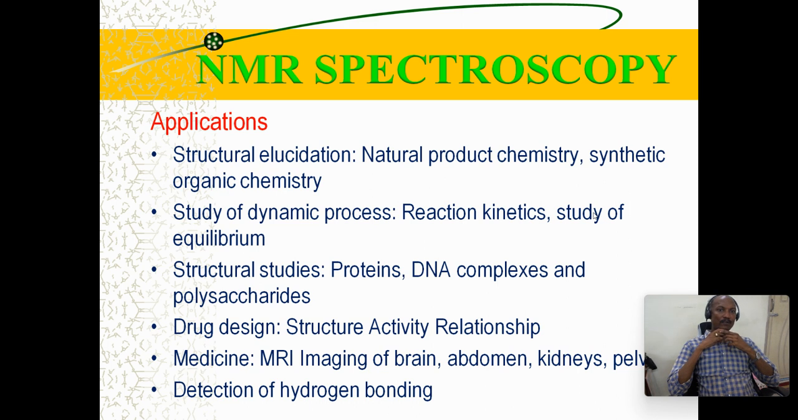Next, study of dynamic processes. The meaning of the study of dynamic processes in this case is that it includes reaction kinetics or study of equilibrium. Next is structural studies. Mainly we can analyze various aspects of structures like proteins, DNA complexes and polysaccharides. These proteins are very large molecules, and DNA is also a macromolecule. Macro means larger in size.